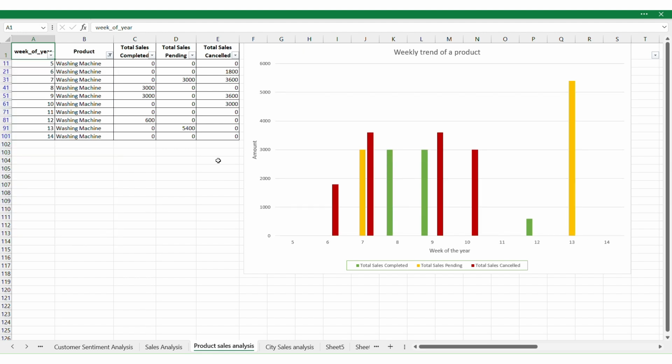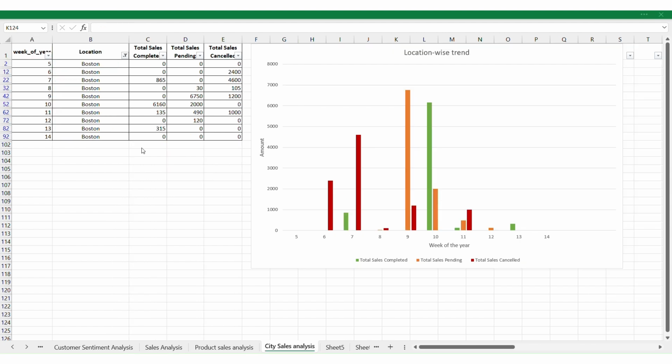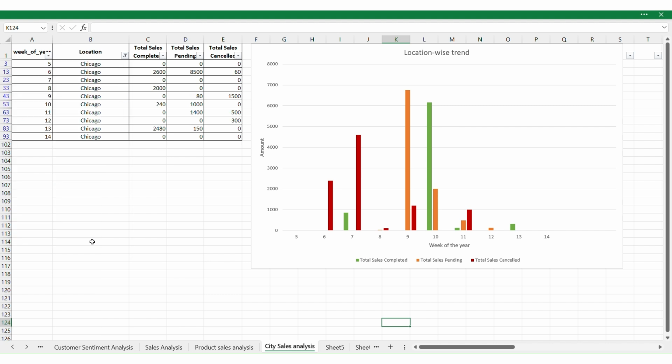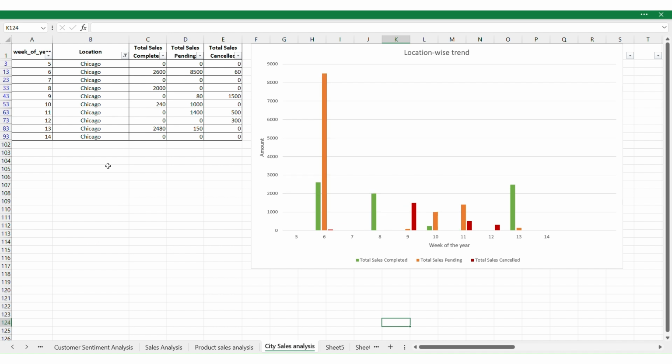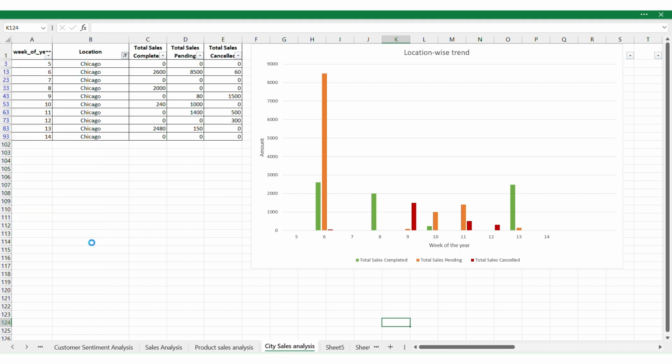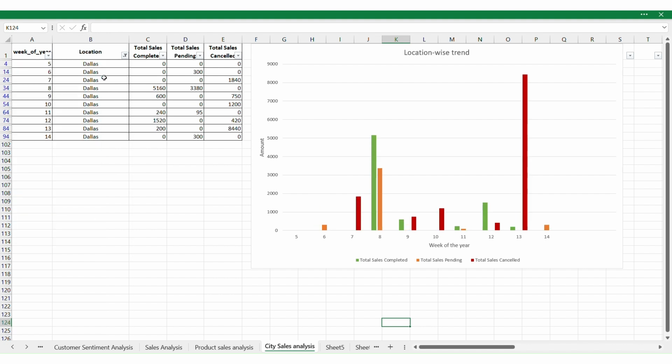Next, we examine location-specific trends. In Boston, cancellations and pending orders have become major pain points. In Chicago, the store has successfully fulfilled a large number of orders. In Dallas, a significant number of order cancellations in the 13th week have become a major pain point.